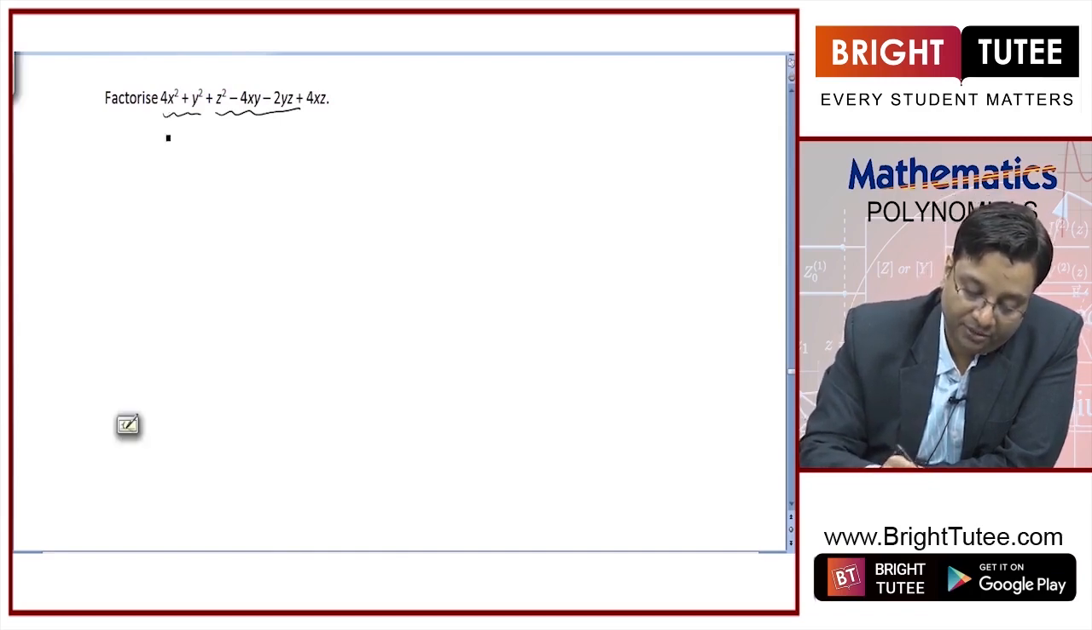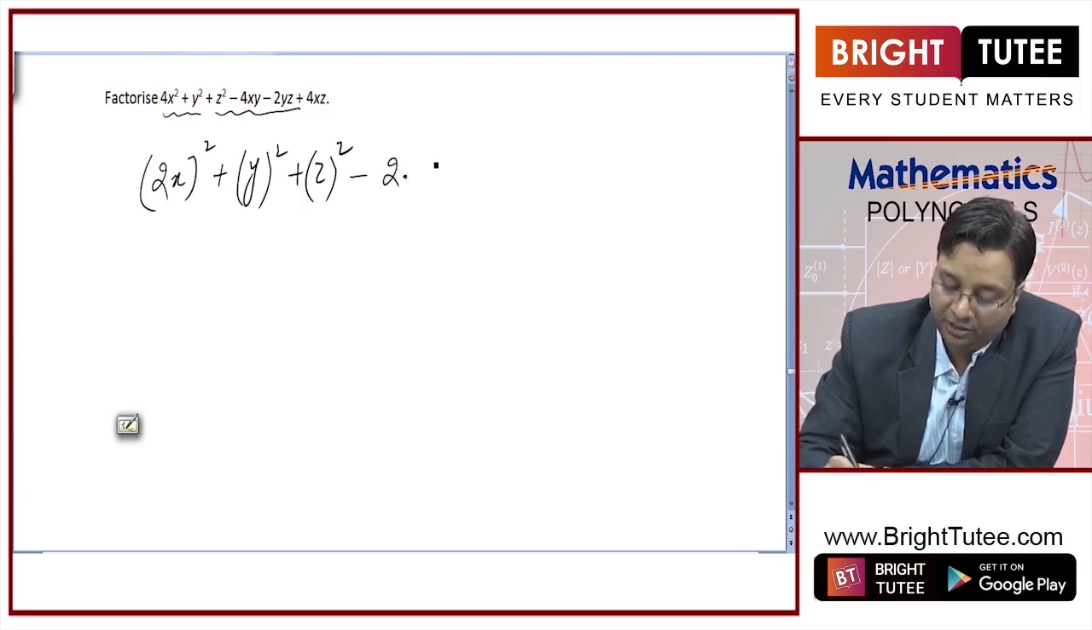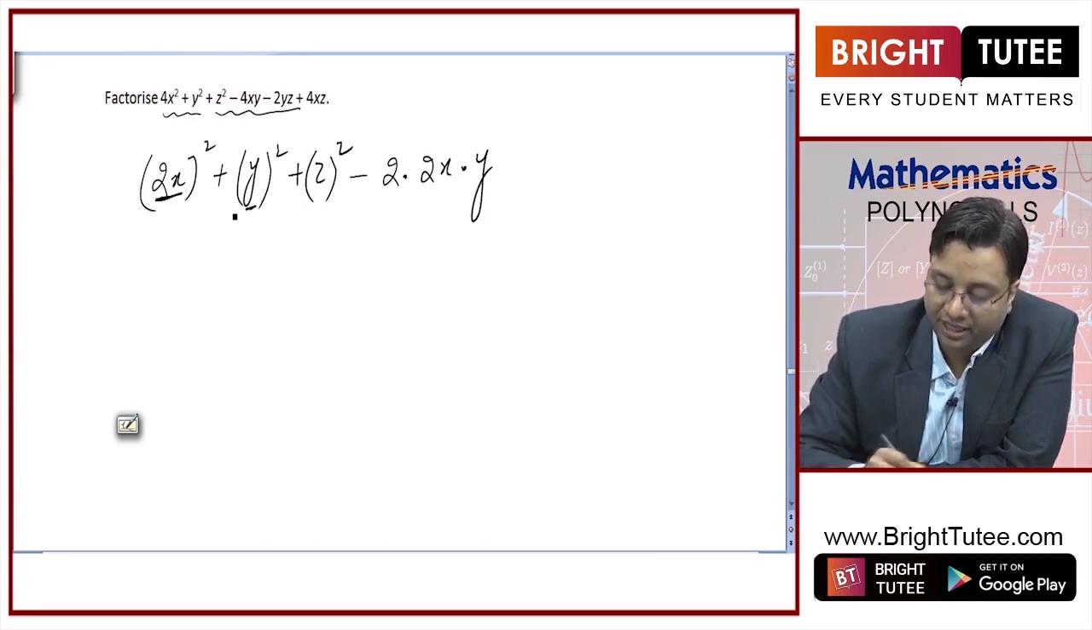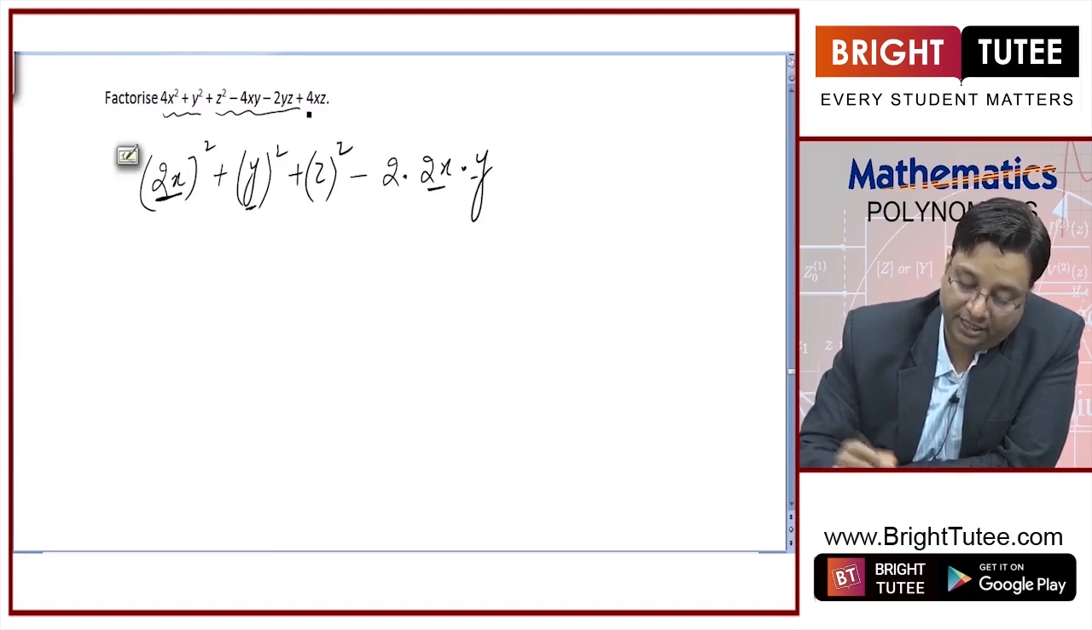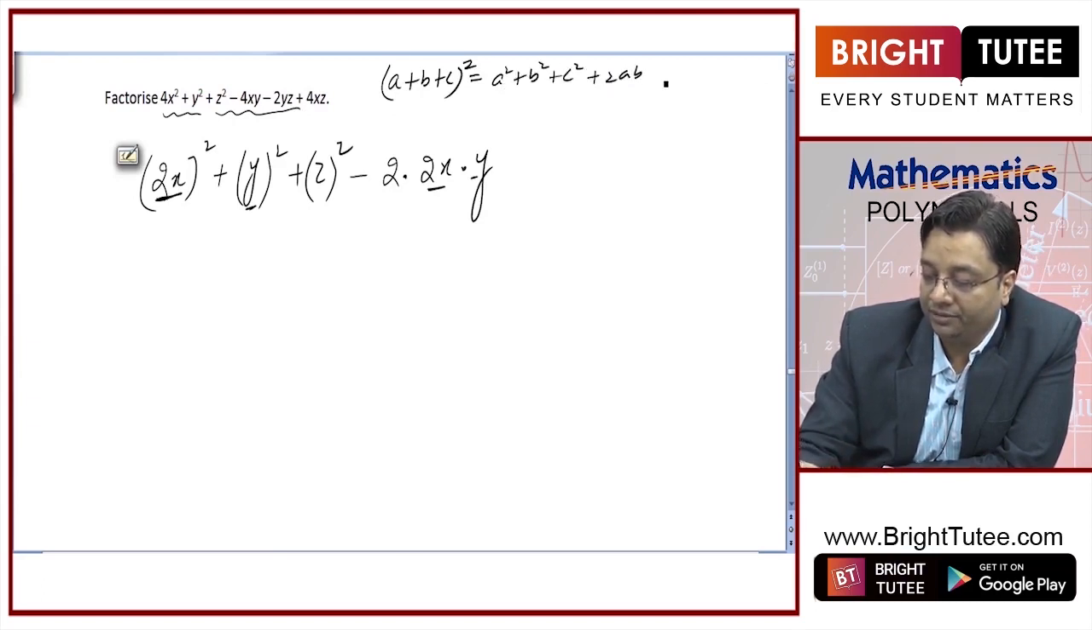So 4x square can be written as (2x) whole square, y whole square plus z whole square. Now this is minus 4xy, 2 into 2x into y. Why I am writing it in this form? Because I have got this 2x and this y here, so 2x and y. Here I am trying to use this identity, (a + b + c) whole square equals a square plus b square plus c square plus 2ab plus 2bc plus 2ca.